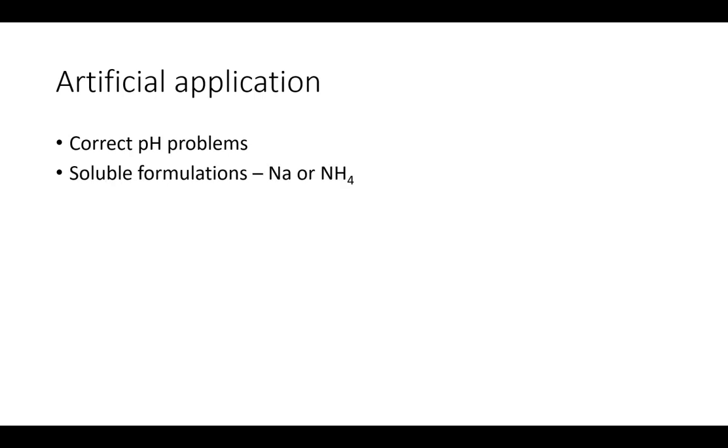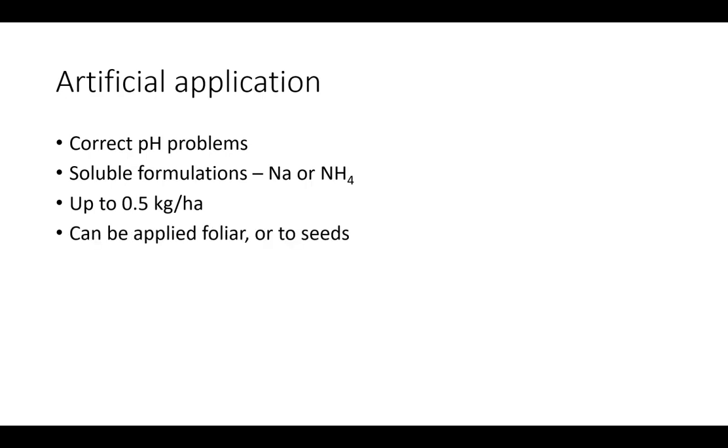Artificial application. Normally the way we deal with that is you correct the pH problems. That will allow for the molybdenum to become available. You can get a soluble form such as sodium molybdate or an ammonium molybdate that you can apply. It doesn't take much in order to be able to function properly. You would have to add up to 0.5 kilogram per hectare, which is a very small dose. It can be applied foliarly or to seeds.